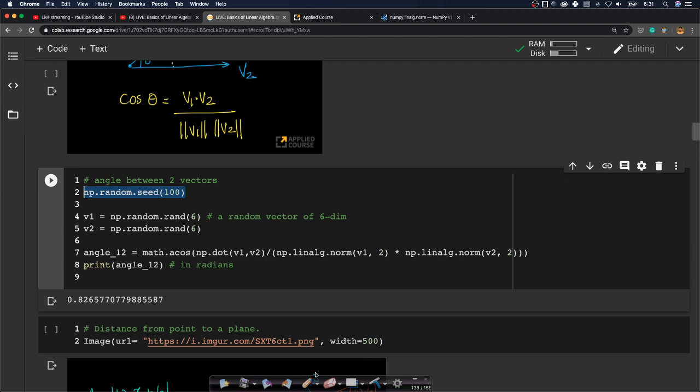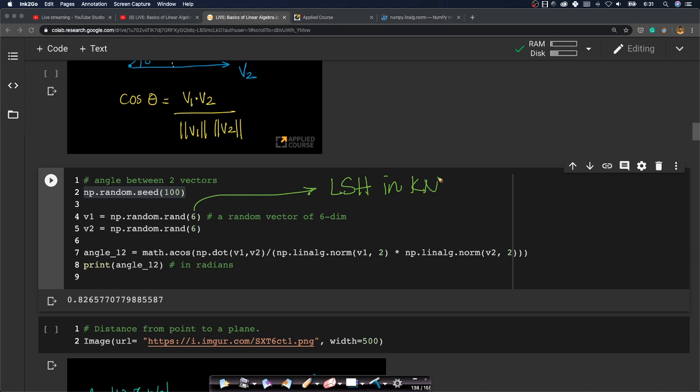Random vectors will play a very important role when we learn about other concepts like locality sensitive hashing in k-nearest neighbors. Locality sensitive hashing is basically a randomized algorithm which uses the concepts of random vectors. We'll revisit random vectors when we look at locality sensitive hashing in the context of KNN later, when we do a live session on KNN itself, or probably multiple live sessions on KNN.